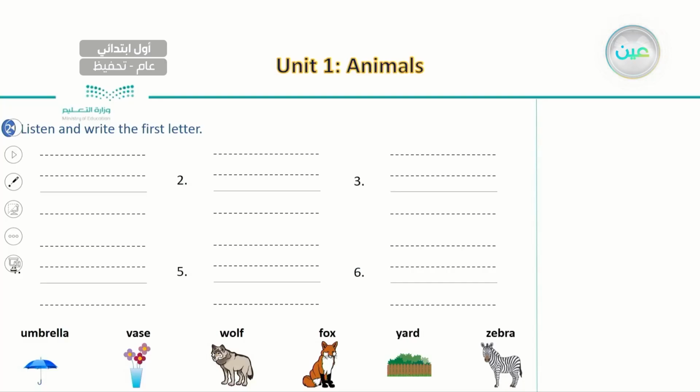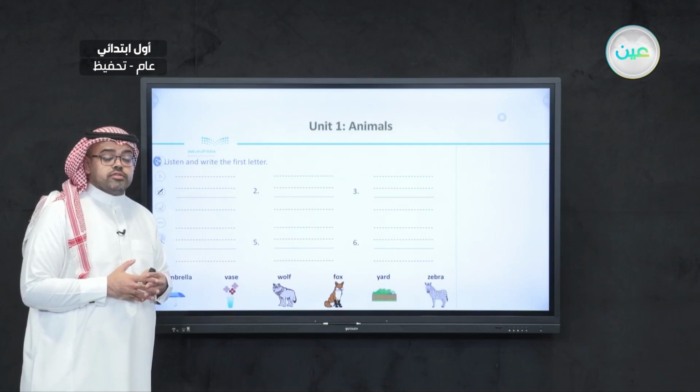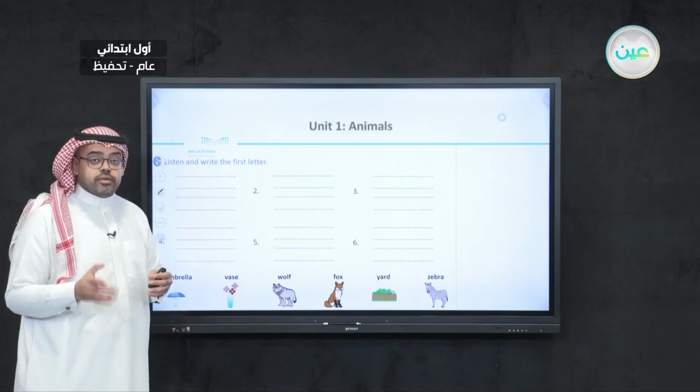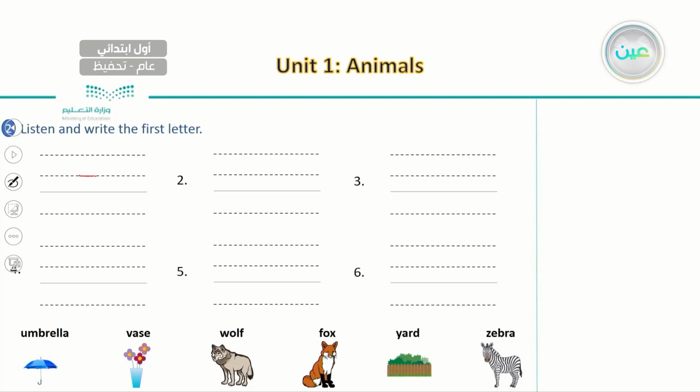The word with number 1 is the word zebra, zebra. So zebra starts with, or the first letter of the word zebra is letter Z. Then here we go. We go here and write letter Z. Letter Z. Very good.